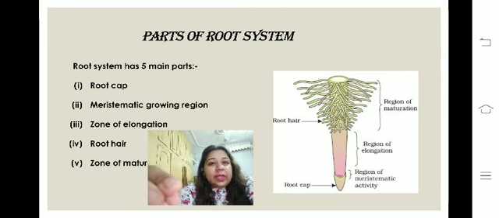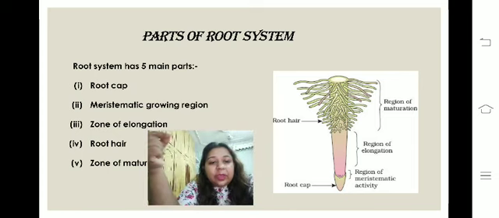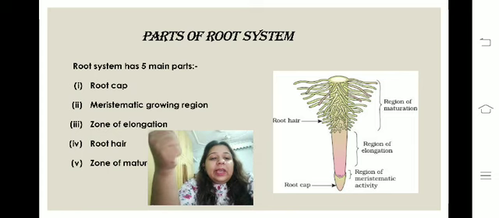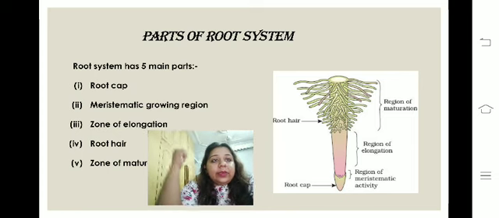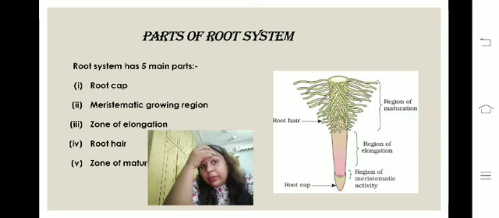So this zone is characterized by the elongated epidermal cells. You can see here the small hairs. These hairs elongate with the help of epidermal cells, and they form unicellular root hairs. They are hair-like projections, and that is why the zone is called the root hair zone.